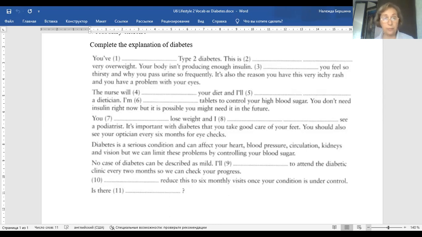Let us look at the first sentence, and we can see the first gap. And one more thing, if we have a look at the text, do we understand who is speaking to whom? Is this a patient, for example, or a doctor? Who is speaking? Whose words are there? Doctor. Doctor, yes. And who is he talking to? Talking to a patient about diabetes.